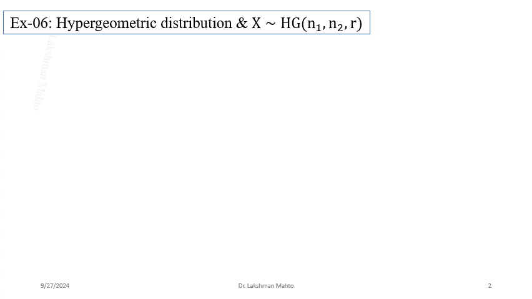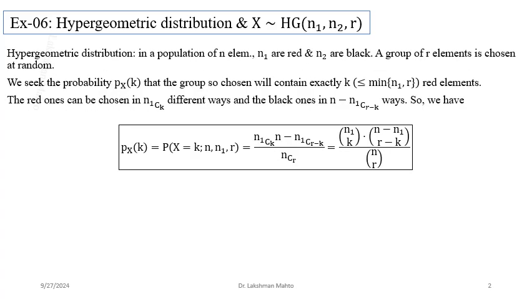Next one, random variable is hypergeometric distribution. So it is a very simple kind of distribution. That means it is one kind of distributing n objects into two groups. One group contains n1, and the other group will contain n2. So what is the probability of k successes, or what is the probability that one group will contain exactly k elements?